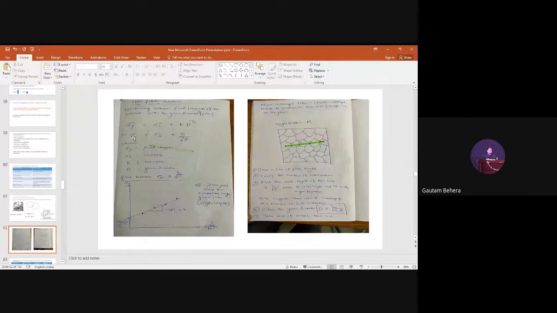I can write sigma y is equal to sigma naught plus k divided by the square root of d. In this way, I can also write. And sigma y, I told you, is the yield strength of the material, right? How many of you remember what is the yield strength of a material?